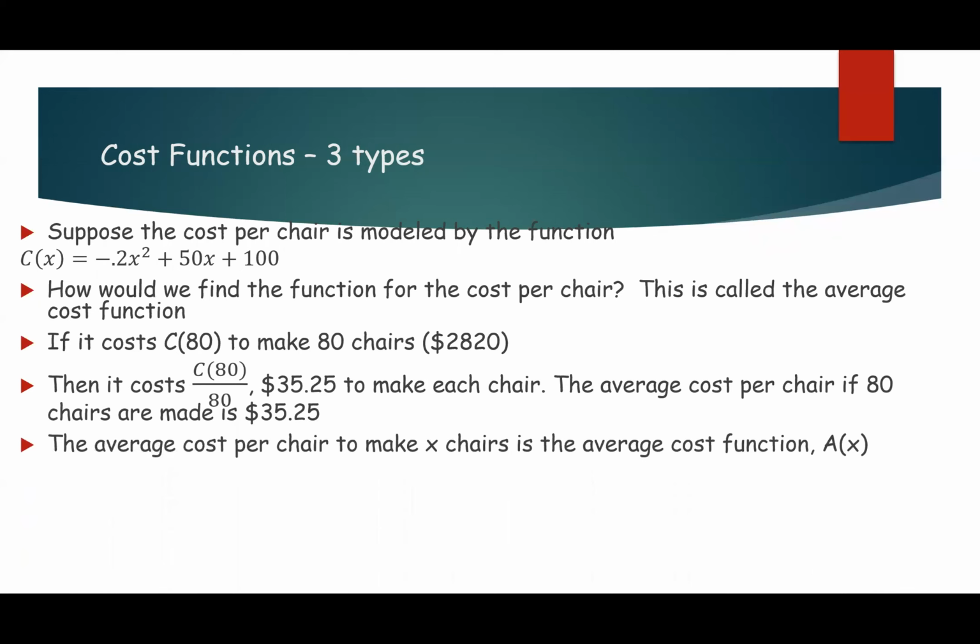So the average cost per chair, if we're making X chairs, is called the average cost function. We just take the cost and divide it by how many chairs we are making. In this case, it was the cost of 80 chairs divided by 80. So the average cost function would be the cost of X chairs divided by X chairs, the average cost of each chair.